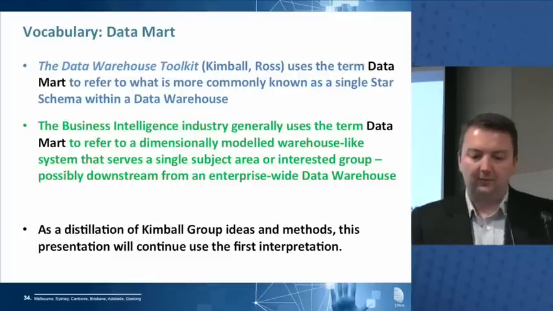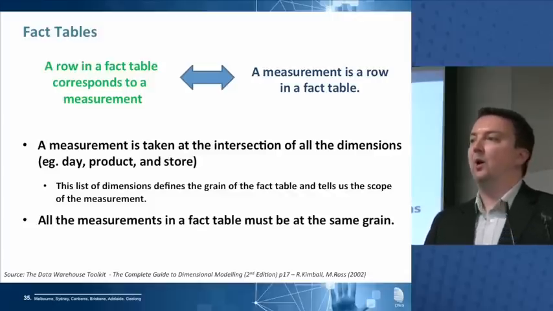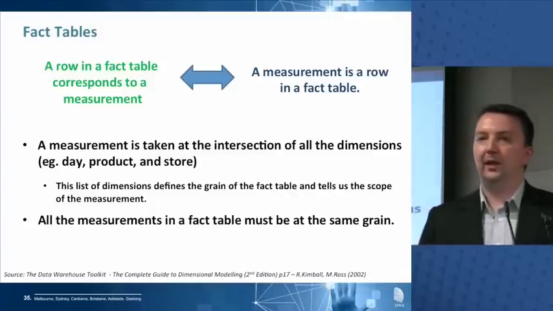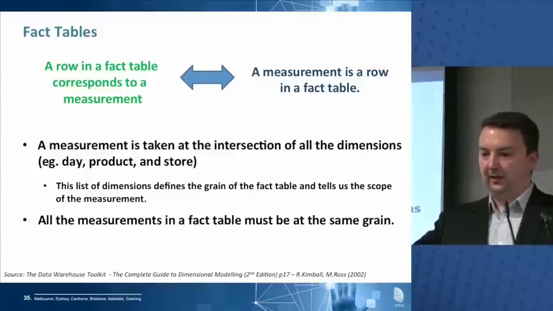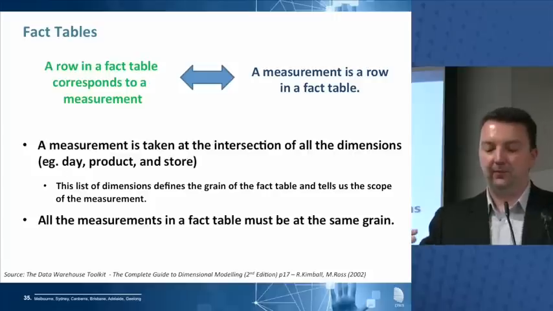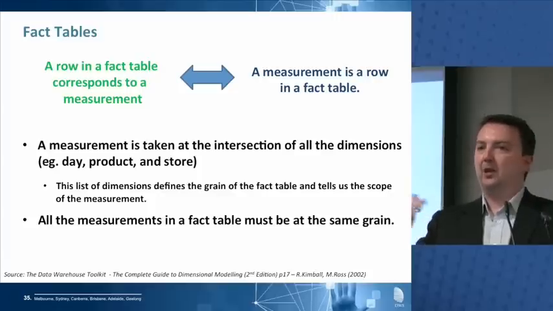All right. In a fact table, one row in the fact table is one measurement in real life. So if it is a tick of the cash register at the front of the shop, that is one measurement event, and that equals one row in the fact table. And we don't muck about with that.